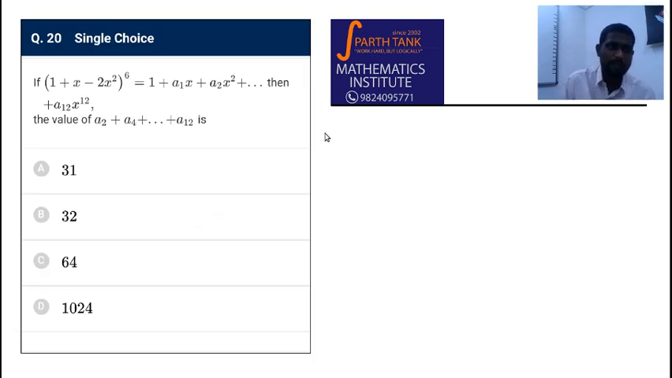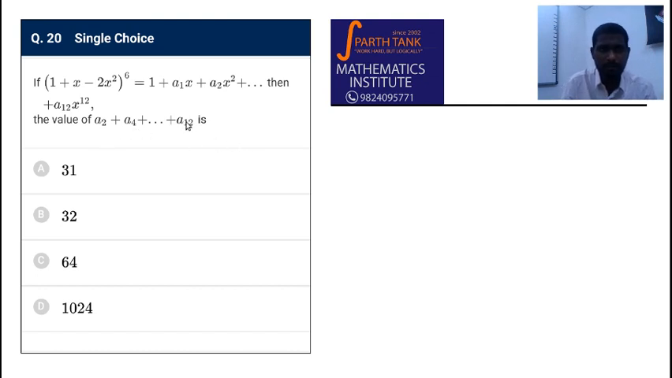If (1 plus x minus 2x squared) the whole raised to 6 is 1 plus a1x plus a2x squared plus a3x cubed plus a4x power 4 up to a12x power 12, then the value of a2 plus a4 plus and so on up to a12 is. Now please don't think that this is a binomial. This is based on ideas from binomial theorem, but not a problem where you are trying to expand the whole thing using binomial theorem and then finding the coefficients and then adding it. It's nothing of that kind.